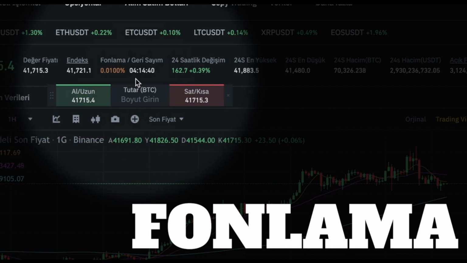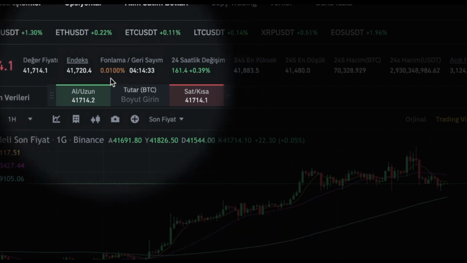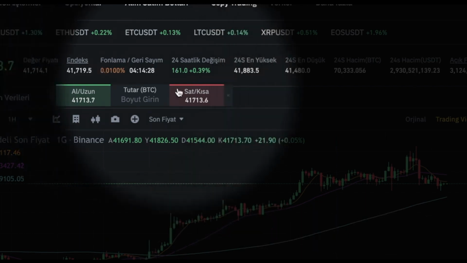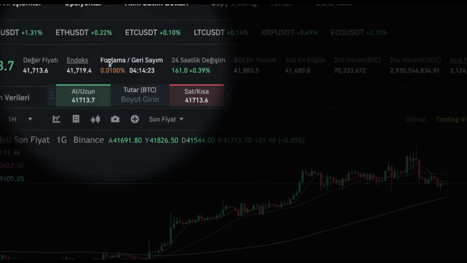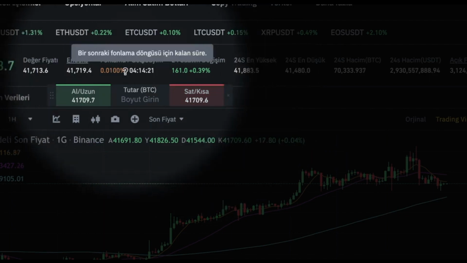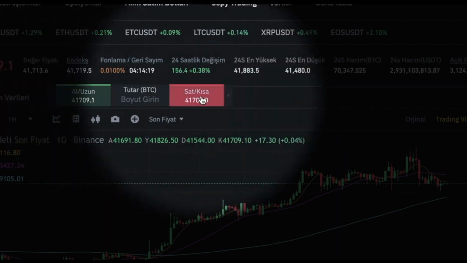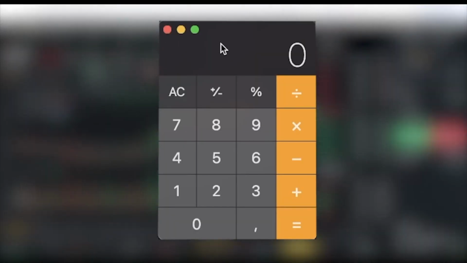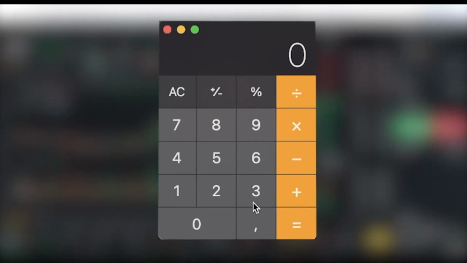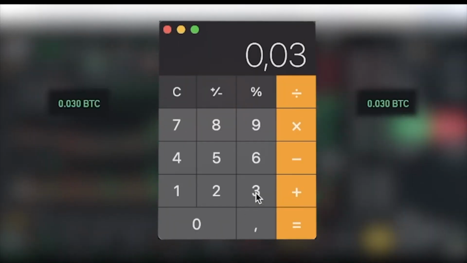Now friends, let's talk about this. Look, there is funding and countdown here. Every 8 hours, a funding fee is charged to keep Bitcoin's futures price and spot price in balance, so that if the gap widens too much, the prices will come closer together. Right now, for example, 0.01 means plus because there is no minus in front of it. Those who open long positions pay this funding fee to those who open short positions every 8 hours. If it were negative, the shorts would pay the longs.